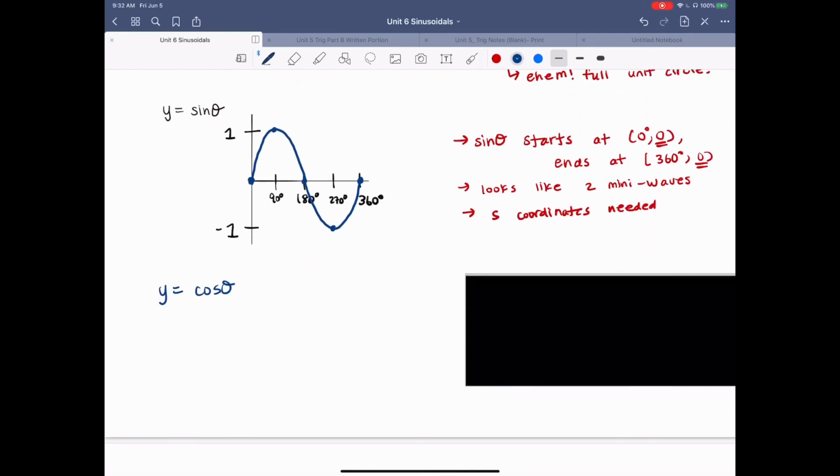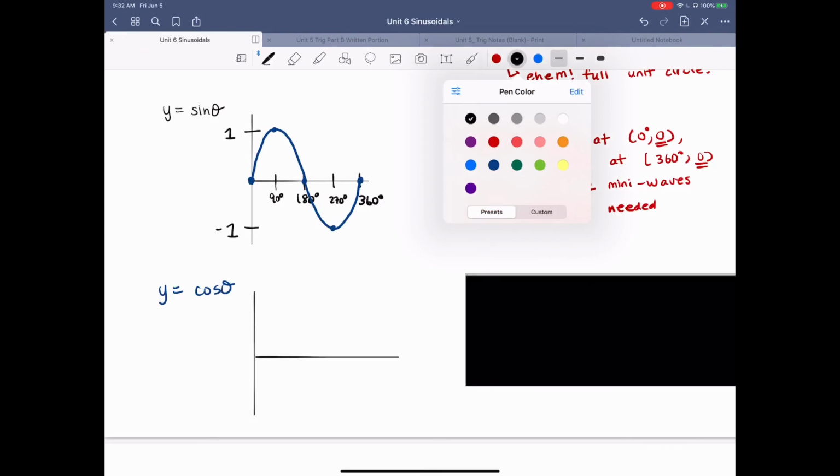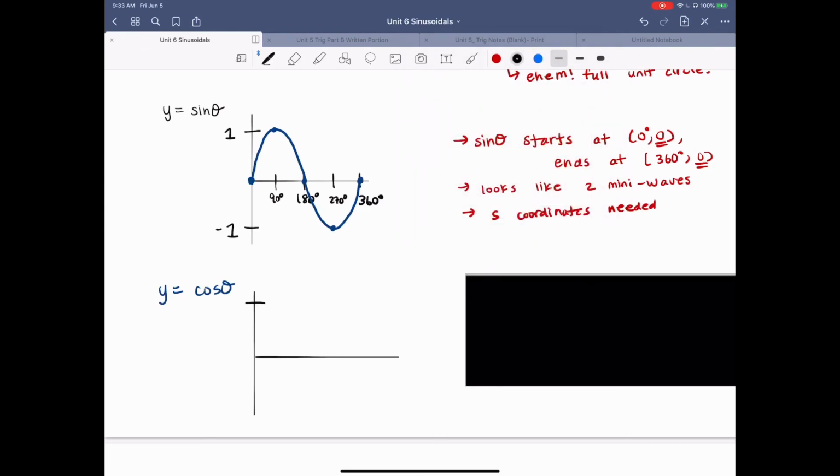And then I'm going to draw my y equals cos theta. So y equals cos theta, well, it's really the same idea. I know that it'll have very similar characteristics. I'll draw the 1, the -1, everything. I'm going to keep consistent. I'll just put little dashes there.